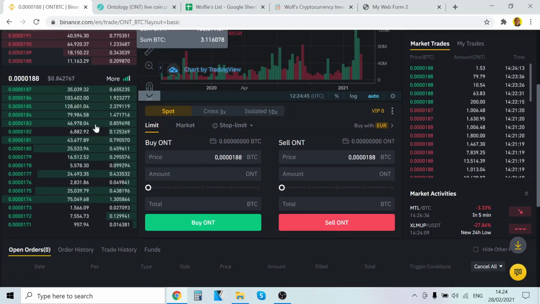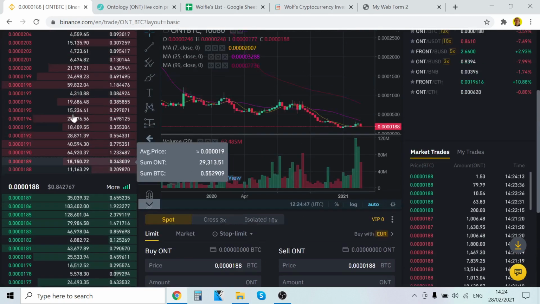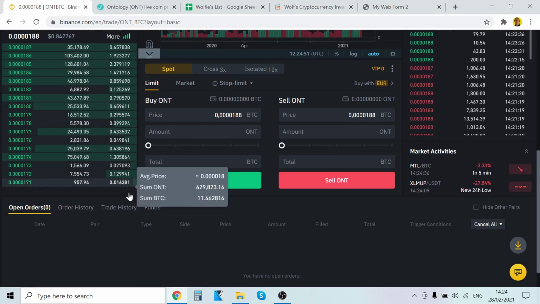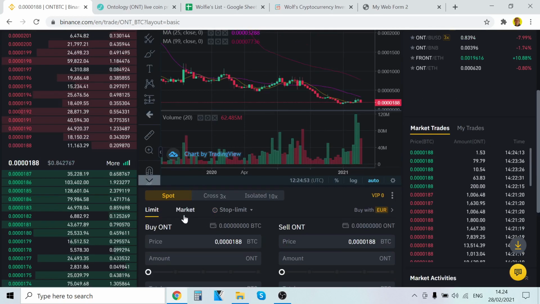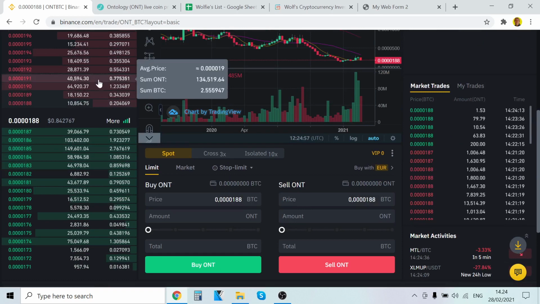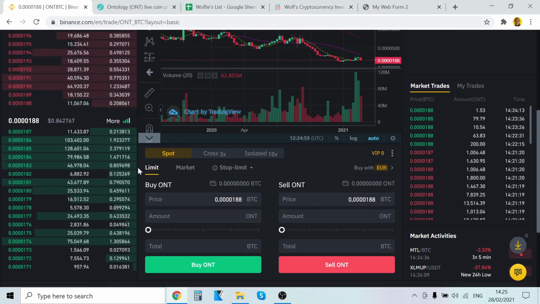So you have sell orders here and buy orders here. So these are people who are selling ontology, and these are people who are buying ontology. Now you are buying ontology, so all you have to look at is these. Okay, because these are people who are selling. You're buying ontology from people who are selling.